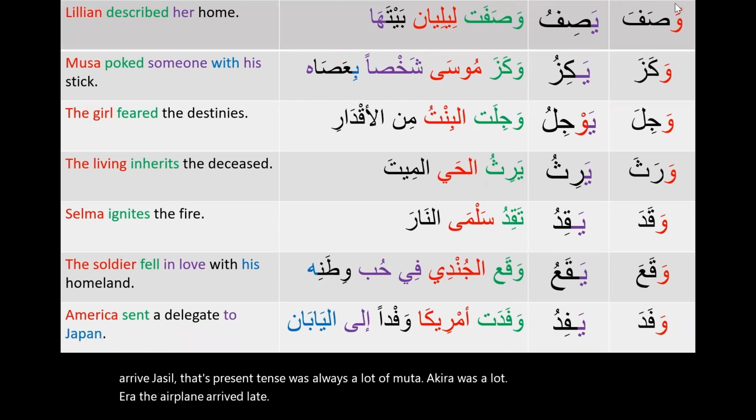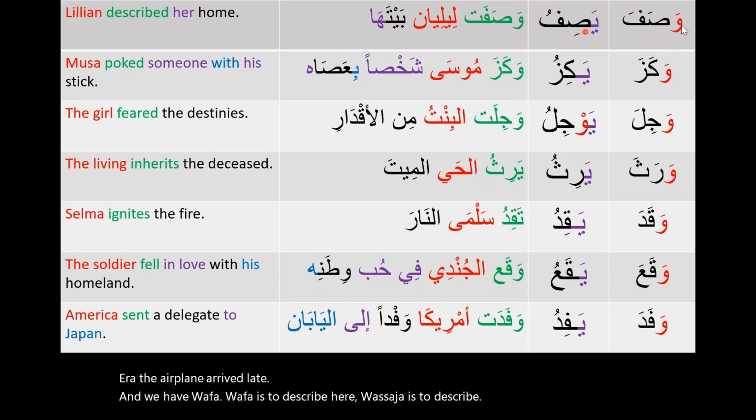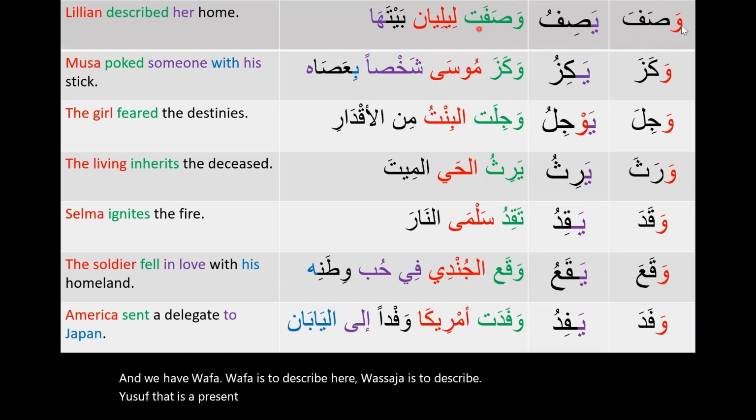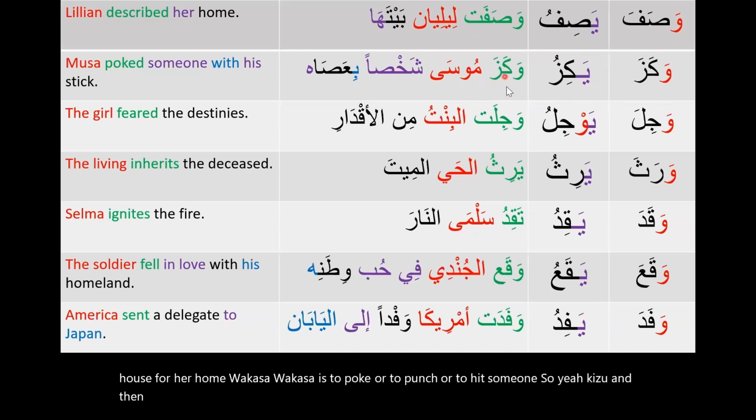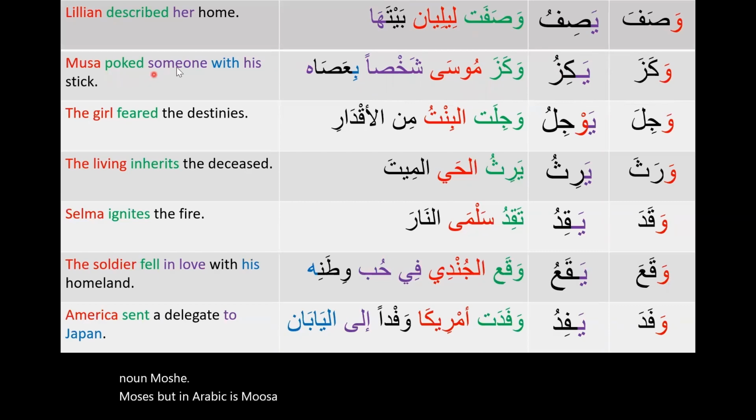And we have wasafa. Wasafa is to describe. Yasif, that is the present form. وصفت ليليان بيتها. So Lilian described her house or her home. Wakaza. Wakaza is to poke or to punch or to hit someone. So yakizu. The example here: wakaza Musa shakhsan bi'asa. So Musa poked someone with his stick.